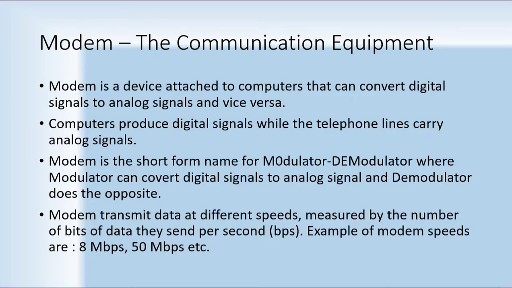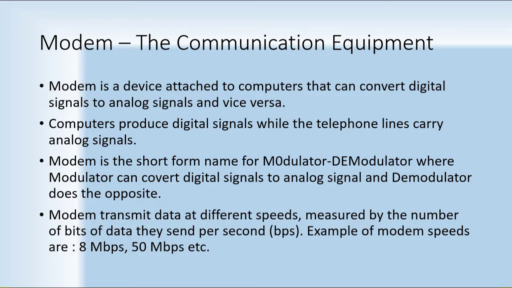So modem is the device which is basically needed at both the places. Both the places means the components of the network, the senders and the receivers. The first component is the sender and the last component is the receiver. So this modem is required at both the sender and the receiver, at both the ends.